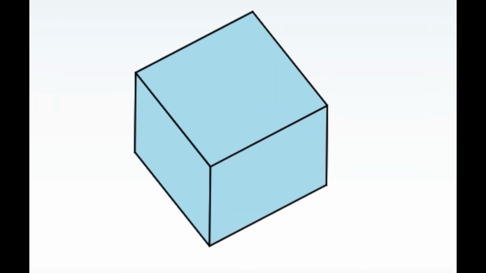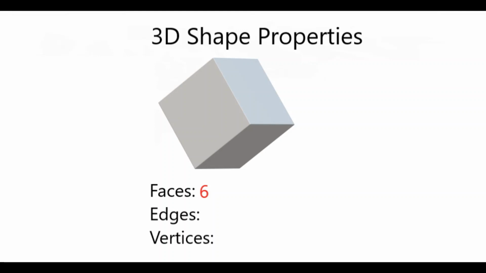So the number of faces the cube has is six. And again, it's just the flat part basically of the cube. And that's on all three-dimensional shapes that are like this. Okay, they all have a face.